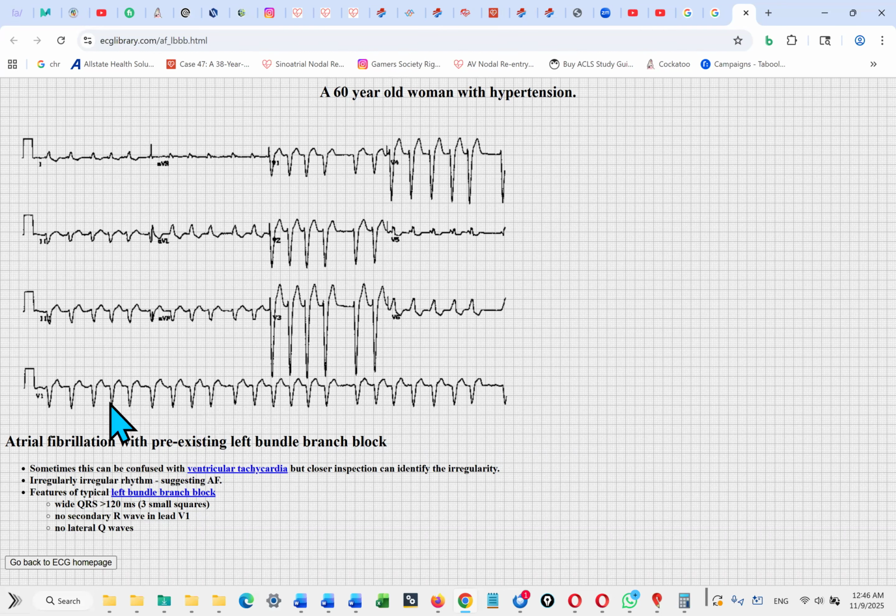The other thing that can trip you up is, okay, it looks extremely irregular, the RR intervals are constantly changing, and there are P waves. Then what is that? That is multifocal atrial tachycardia.